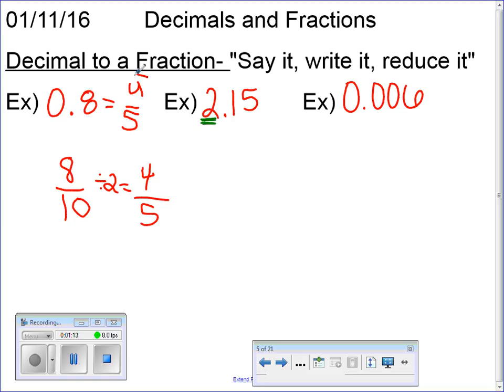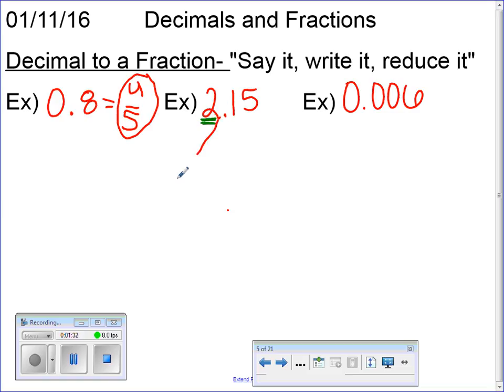All right, let's take a look at the next one. It's a different case scenario. So we're going to say this number and write down what we hear. So we say this as 2 and 15/100. So 2 is my large number, 2 and 15/100. So I said it, I wrote it, now let's simplify it.